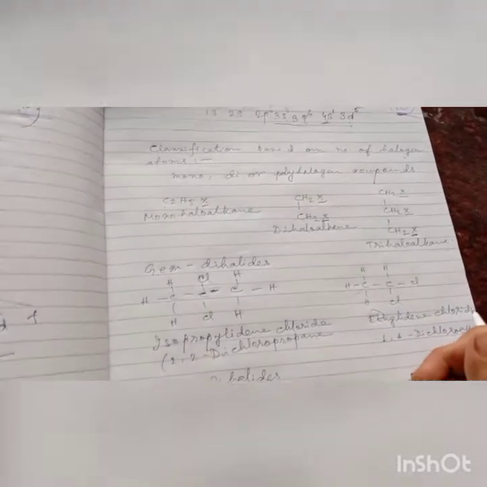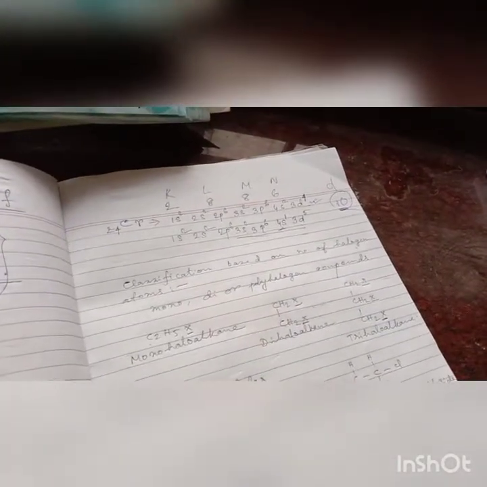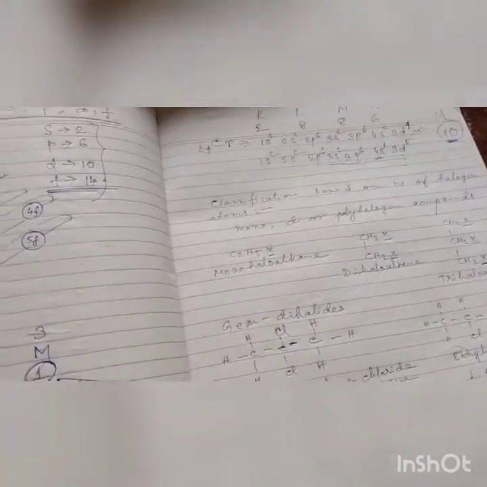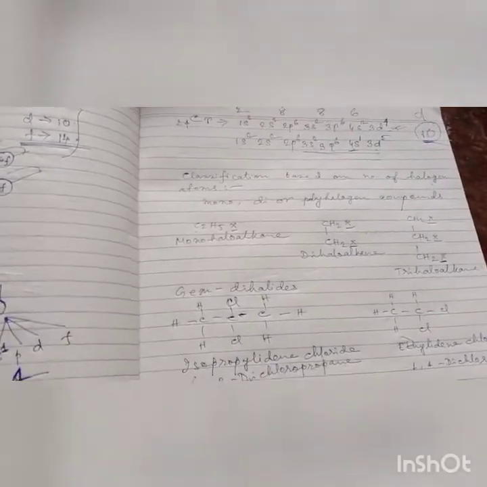Now students, we classify the haloalkanes according to the number of halogen atoms. Classification based on the halogen atoms: we classify haloalkanes, that is, they may be mono, di or tri or polyhalogen compounds depending on whether they contain 1, 2 or more halogen atoms in their structure.